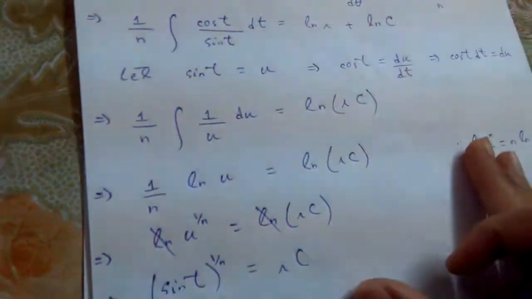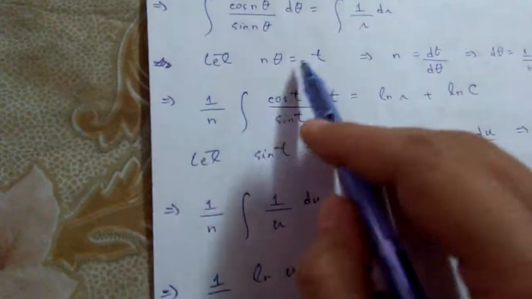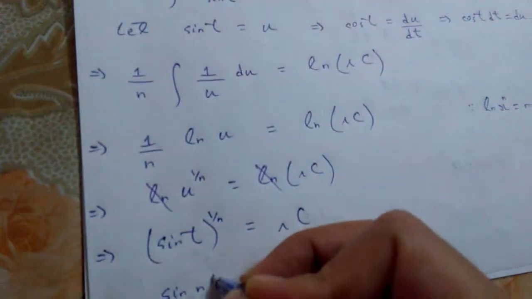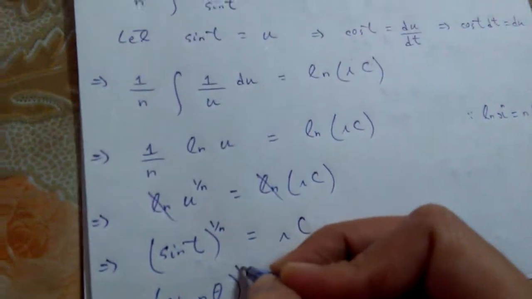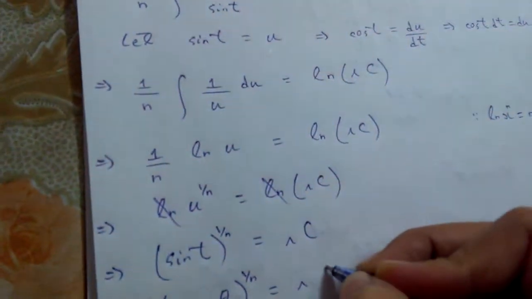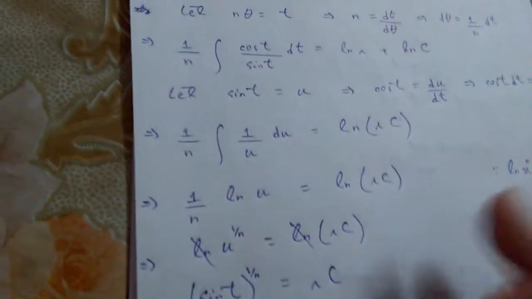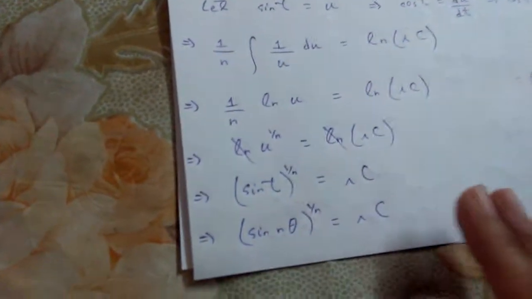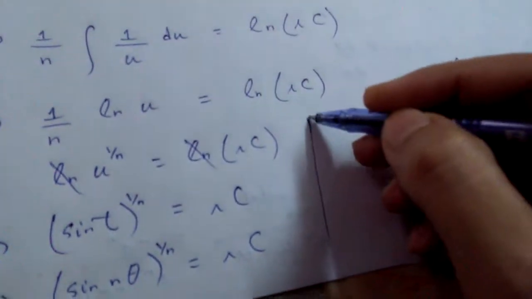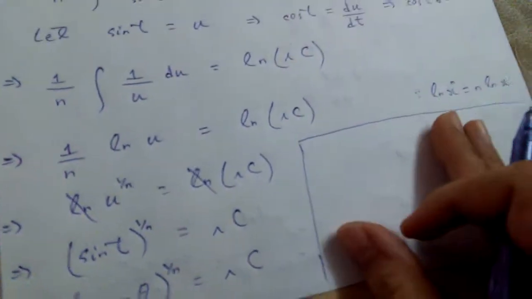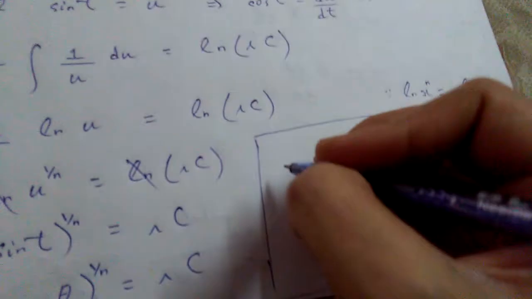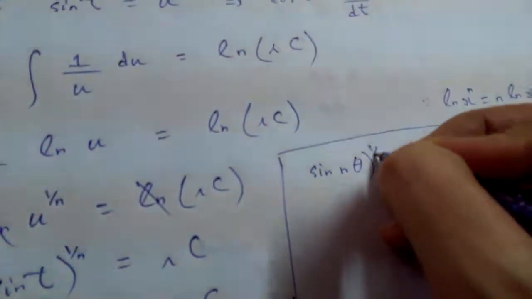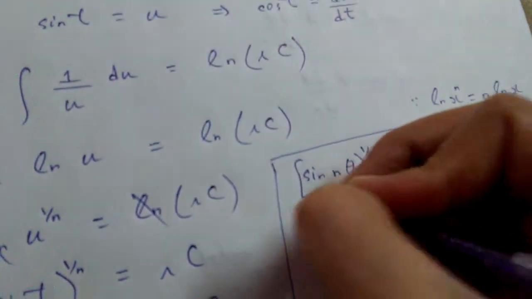Now we just restore. The value of u was actually your sine t, equal to rc. And t was your n theta. Now I don't like this 1 by n power, so I'm going to remove it. How am I going to remove it? I will apply power n at both sides. So over here, applying power n at both sides.